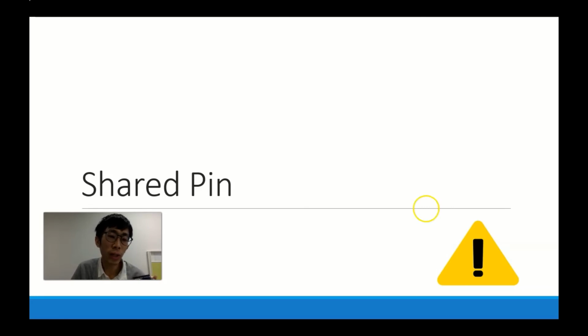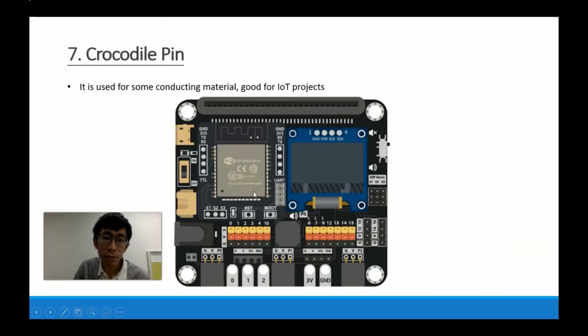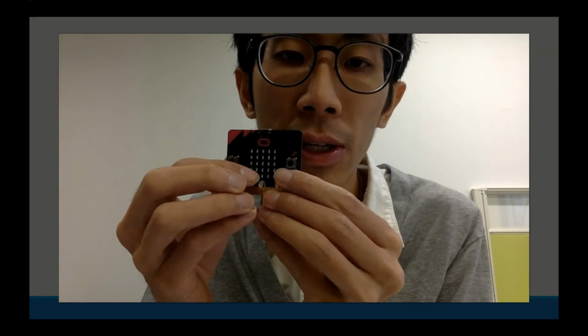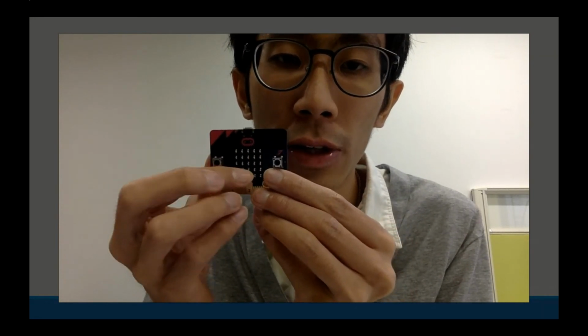Because you know that sometimes, actually, I want to tell you one thing. Can you notice here that there is a capital letter L above 6, 7 and 9? Do you know what it actually means? Pins 6, 7, and 9 are shared pins with the micro:bit LED. Do you know which pins the LED is actually using?